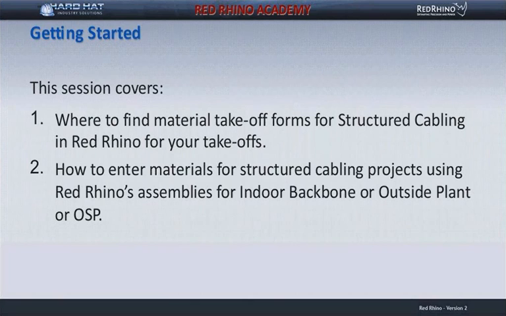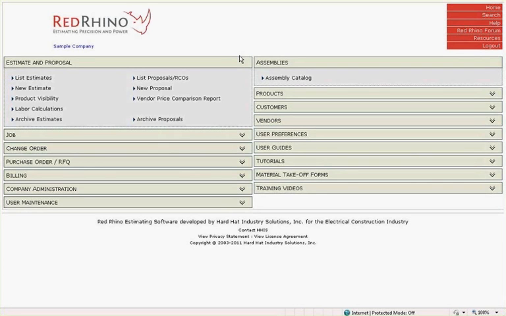This session begins with a brief overview of the material takeoff forms available in Red Rhino and developed for structured cabling estimates, followed by how to estimate structured cabling projects using Red Rhino assemblies for indoor backbone and outside plant.